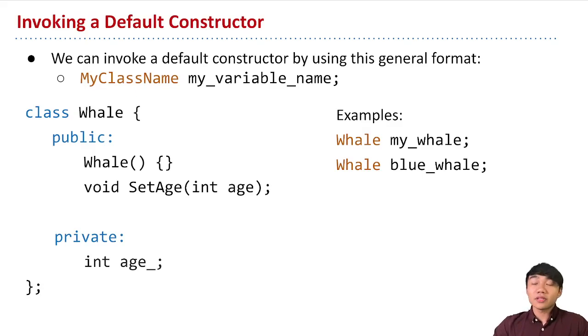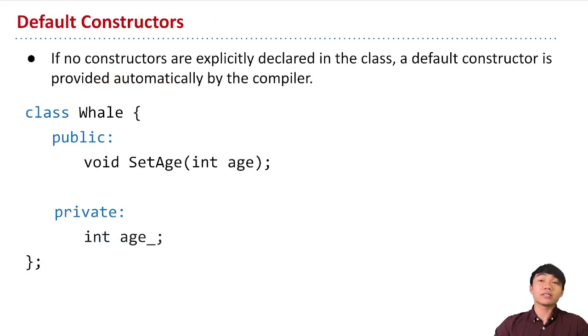Another special thing about the default constructor in particular is that the C++ compiler provides an empty default constructor for you if you don't define any constructors yourself. In this class, you can see in the public section, I only have this one setter, set_age, and I didn't define any function that's the same name as the class. So there's no constructor here that I defined explicitly.